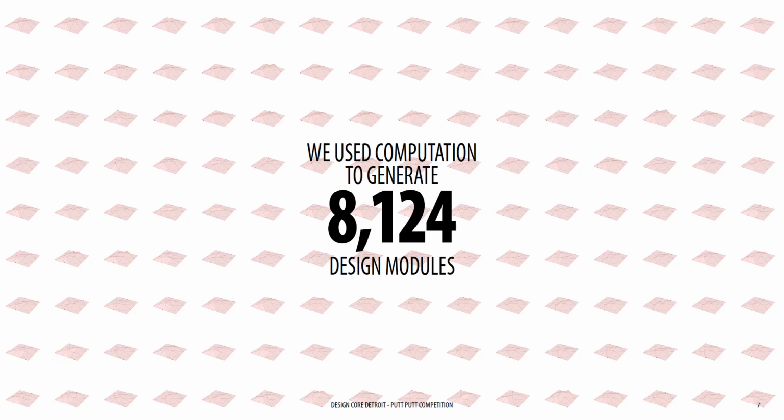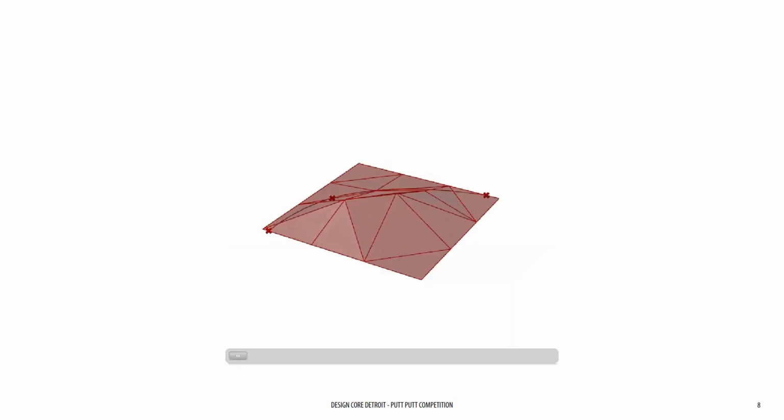With that, we generated 8,124 modules. We actually generated all 8,124 modules. We didn't just say those are the options. We had the script run through all the options and generate an image, and we assembled the images into a short video.